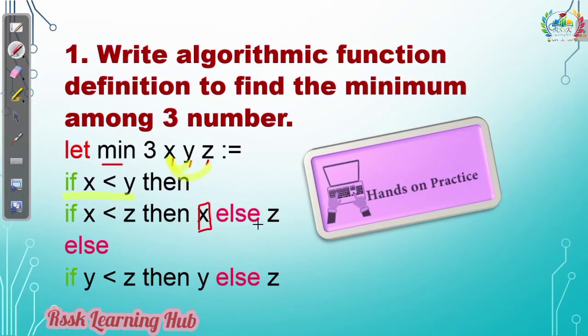Otherwise, z. Based on this condition, the if statement alone is for checking this. This is z from this result. Okay. Again, the else part, else if.